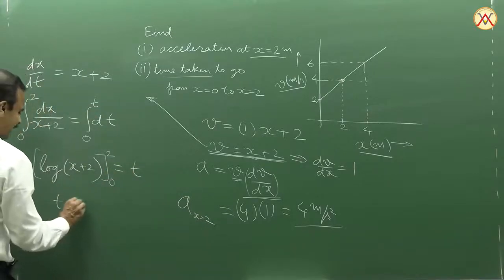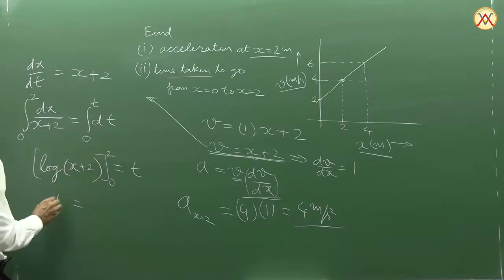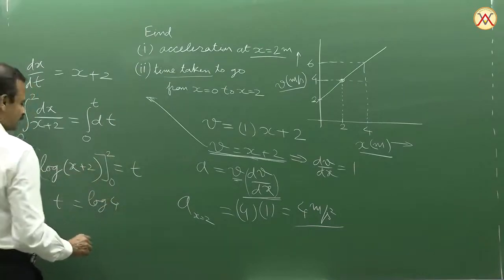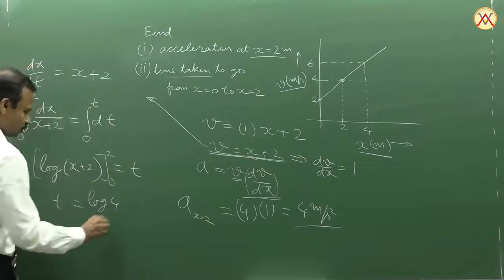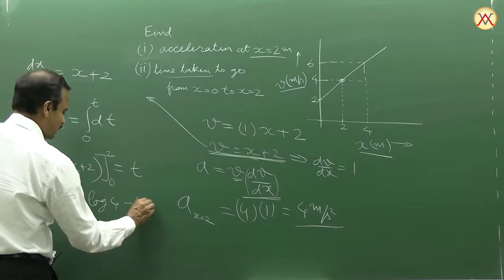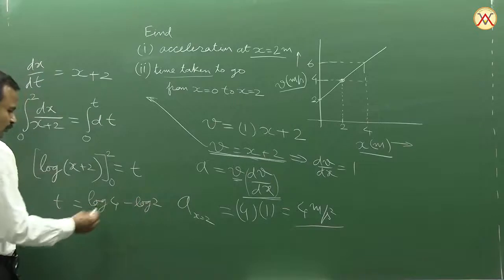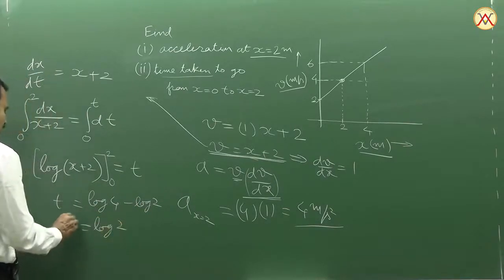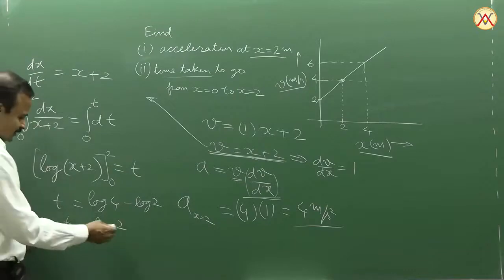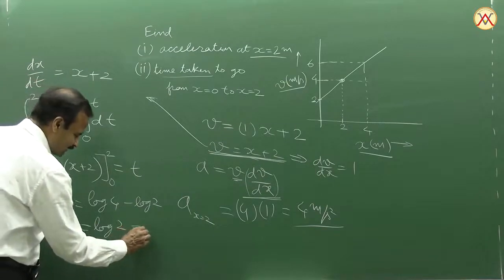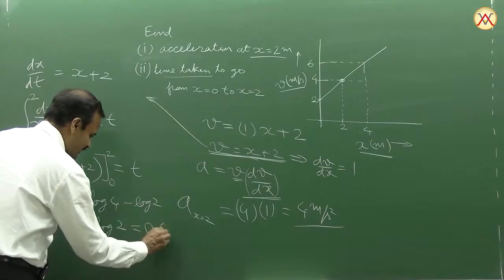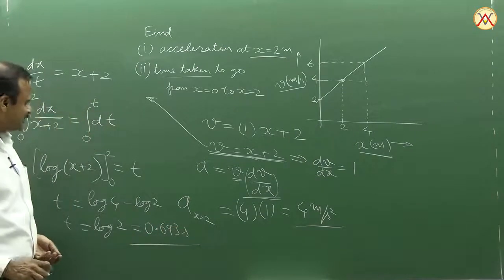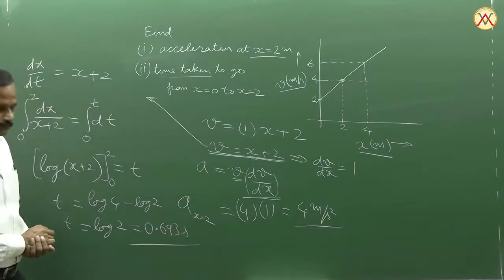So we get t is equal to, if you put 2, it becomes log 4. And if you put 0, it becomes log 2. So log 4 minus log 2. Log 4 is 2 log 2. So ultimately this is log 2. This is the value of t, and you know that this is about 0.693 seconds. So that is the value of time.